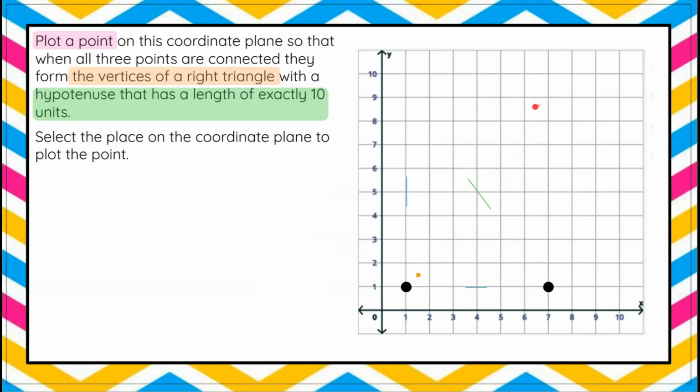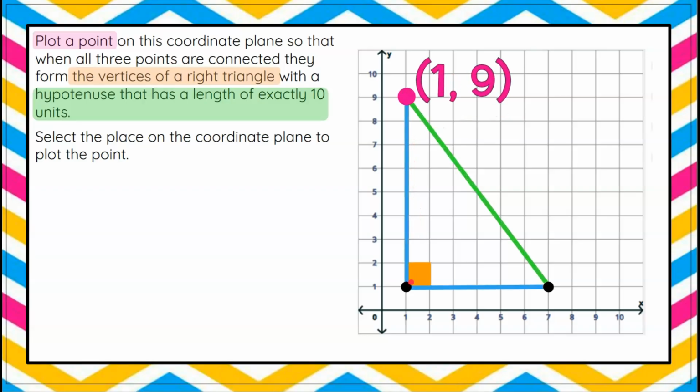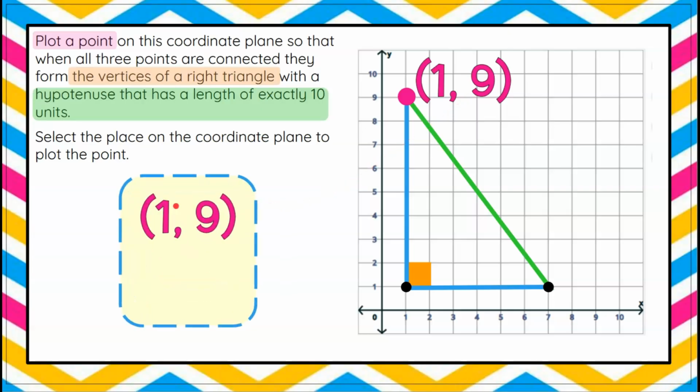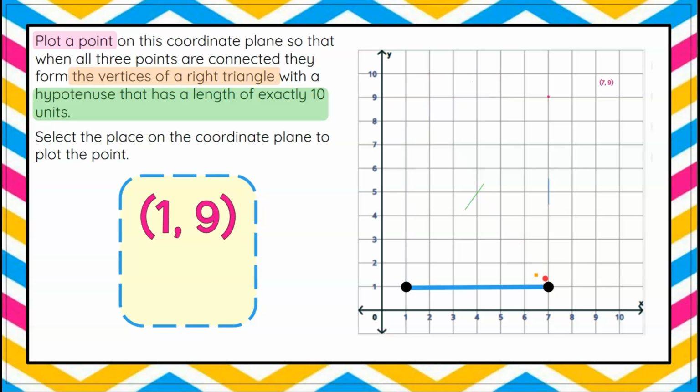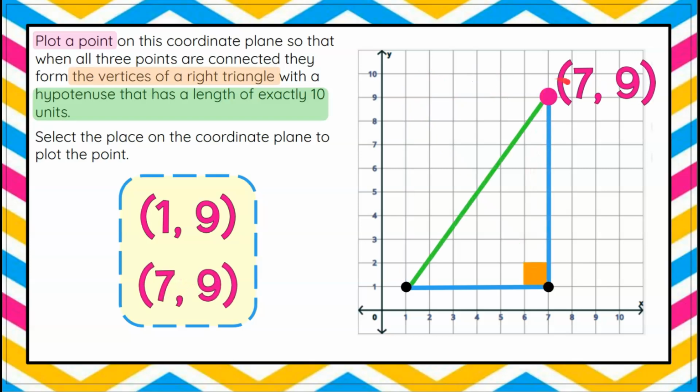So now we can look and say that if we put the right angle here, we have the ordered pair 1, 9 makes the right triangle. So that could be one possible answer. But you might have put your right angle over here, which would then have given you the point 7, 9. So there are 2 possible answers to create a right triangle in this coordinate plane.